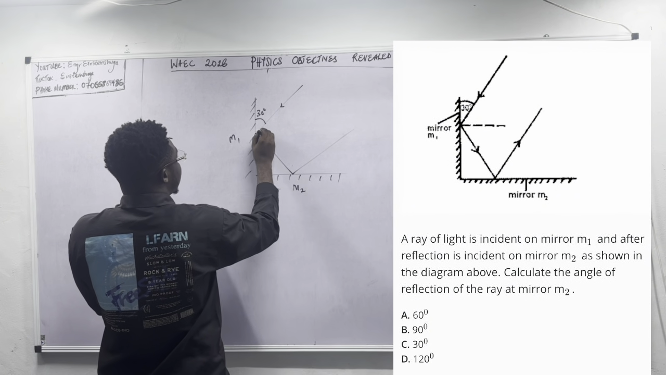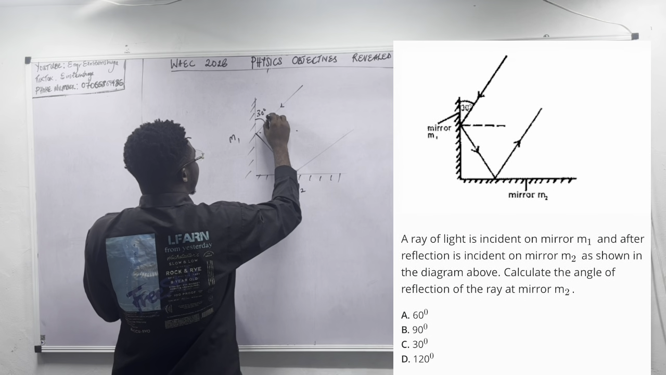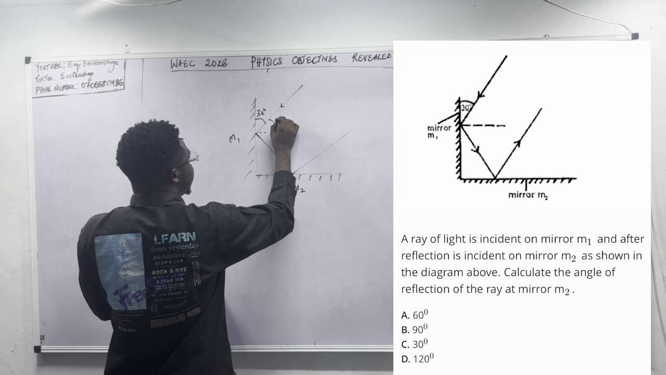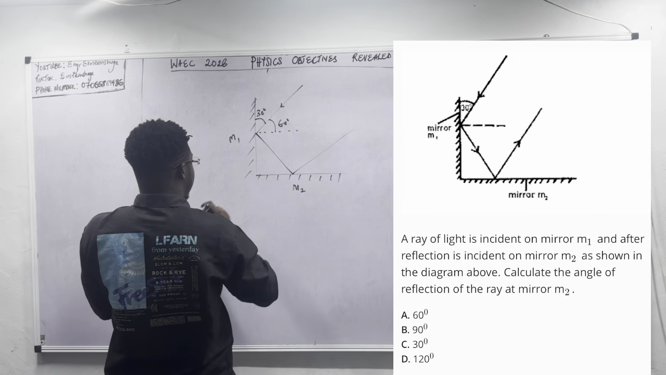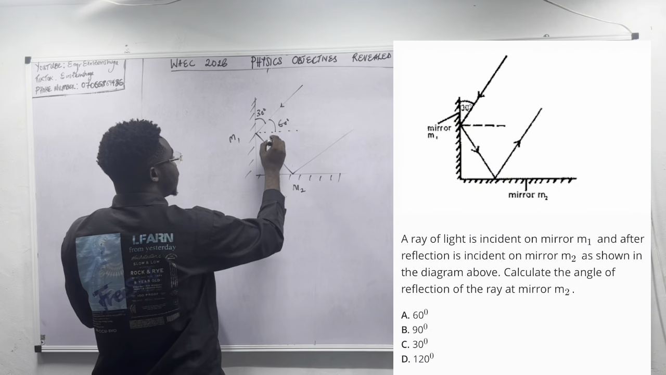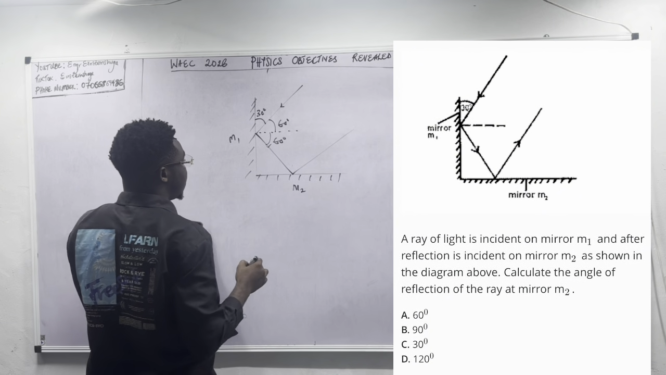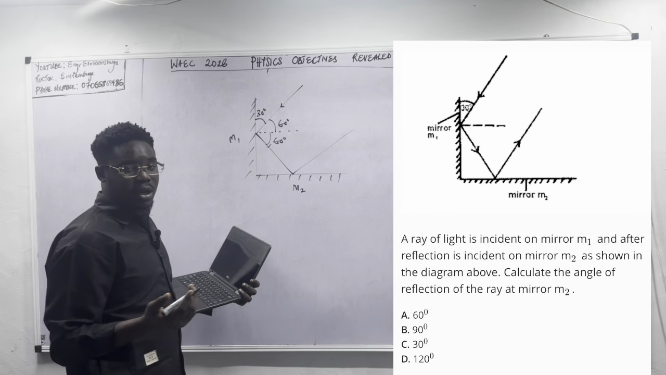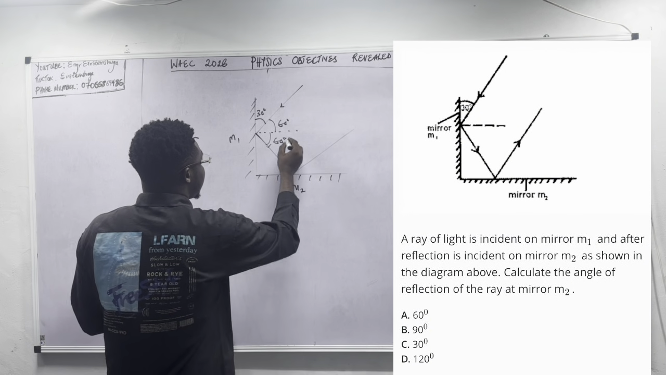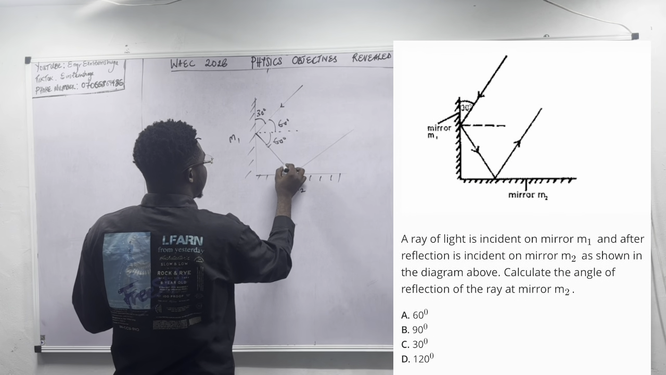Now quickly draw your normal. The angle of incidence should be 60 degrees. Remember from Snell's law, angle of incidence and reflection are equal. So here is also 60 degrees. And then from your alternate angles rule in mathematics, whatever angle you have here, you have same angle here. So here also 60 degrees.